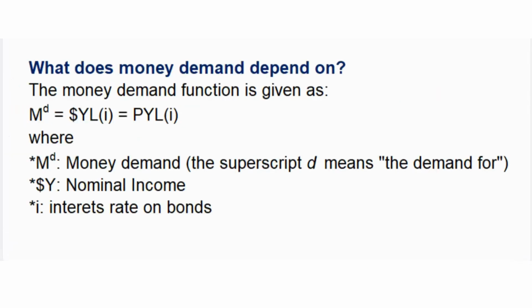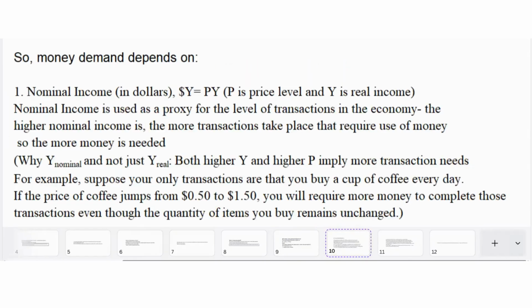So the money demand function is given as M^d = $Y L(i). Here M^d stands for money demand, where the superscript d means the demand for. $Y represents nominal income, i.e., $Y is equal to PY, and i represents the interest rate on bonds.